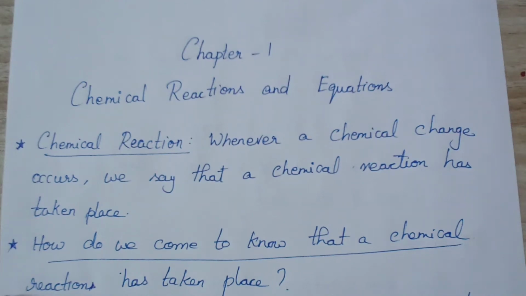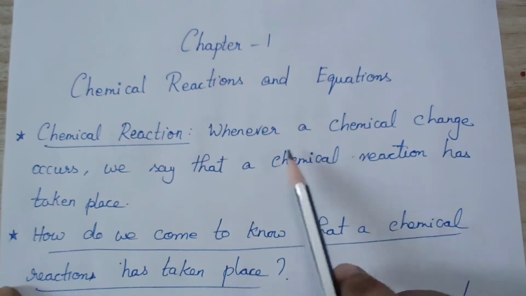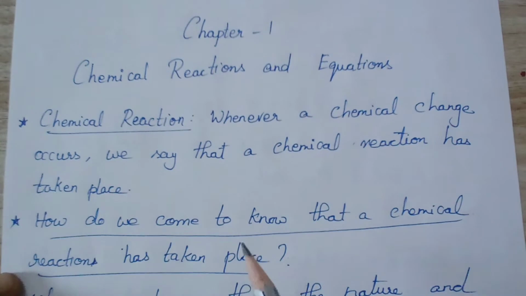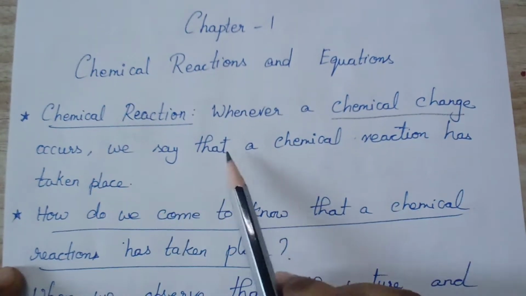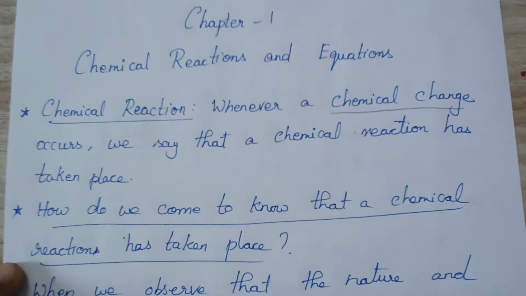Hi everyone, we'll start with chapter 1, chemical reactions and equations. So what is a chemical reaction? Whenever a chemical change occurs, we say that a chemical reaction has taken place.